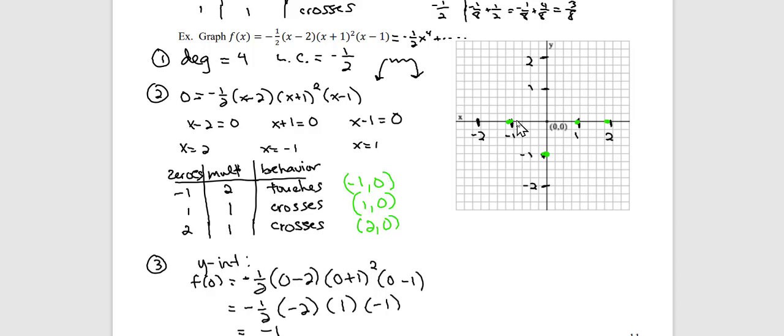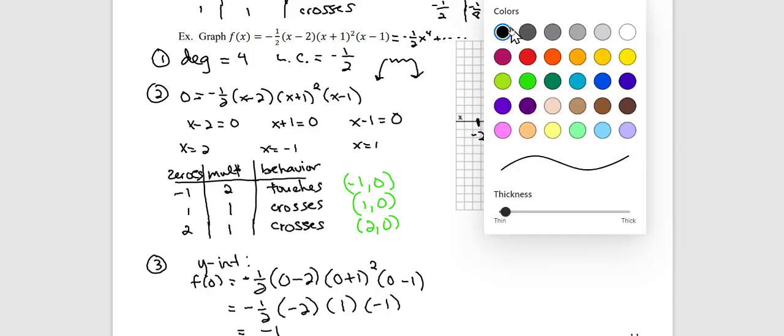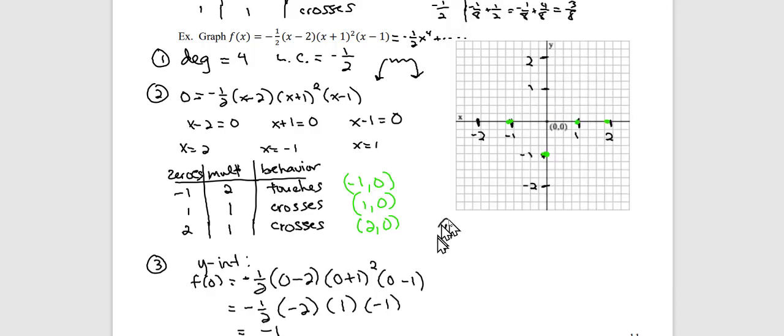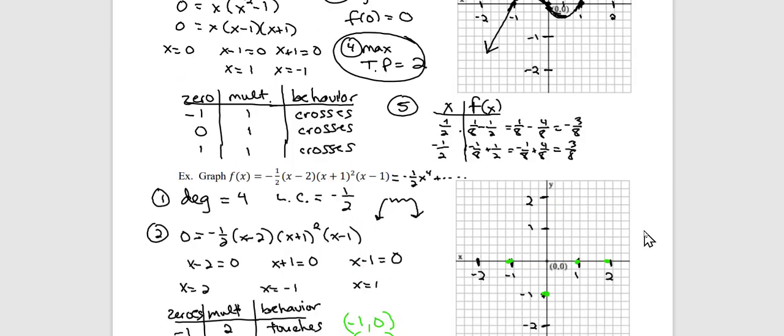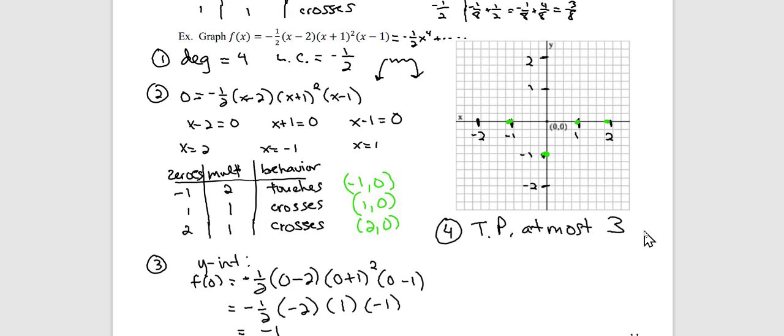We do have other information, but let's talk about what else we have. We know in step 4 we have turning points of at most 3 or less. That's our maximum number of turning points, 3. And then we'll do some extra points as we need them in our 5th step there.